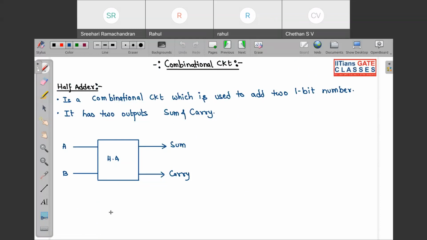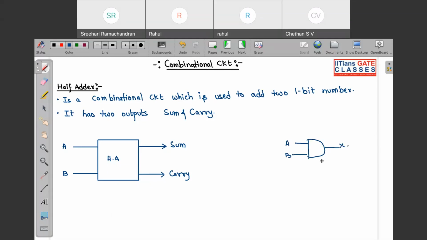So any circuit whose output depends on the present input is known as a combinational circuit. Where we use multiple gates to generate output is known as a combinational circuit. Now you might ask me, sir, is this a combinational circuit? No, this is a single gate. This is not a combinational circuit.